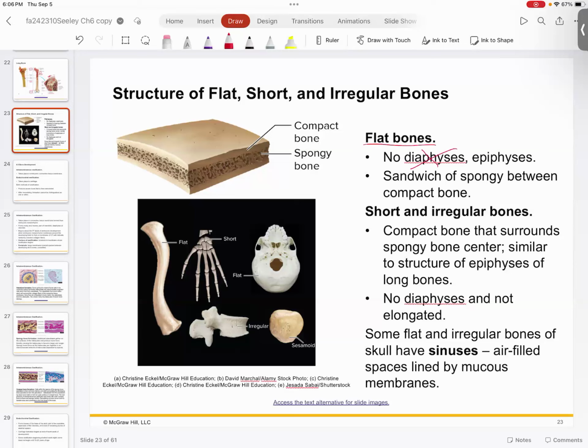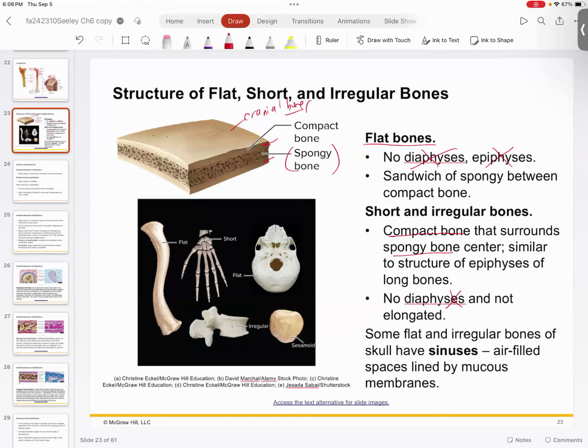There's no diaphysis, there's no epiphysis. It's basically a sandwich. It's a spongy bone sandwich with compact bone layers around it. That's the bread. So your cranial bones are like this. They're flat bones. With short bones and irregular bones, there's typically a compact bone outer region surrounding a spongy bone center, similar to the epiphysis, but there's no diaphysis because they're short and not long enough.